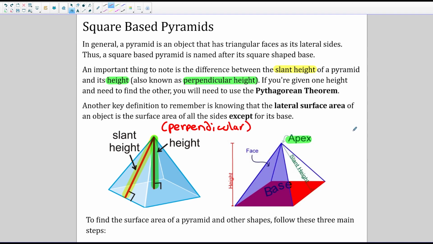So keeping this in mind, if you're given one of these heights and you need to find the other, you're going to need to use the Pythagorean theorem. One other key definition to remember is the lateral surface area, which refers to every part of the object except for the base. So if we were to take a look at the lateral surface area of a pyramid, we would look at the four triangular faces and we would not include this square base at the bottom.